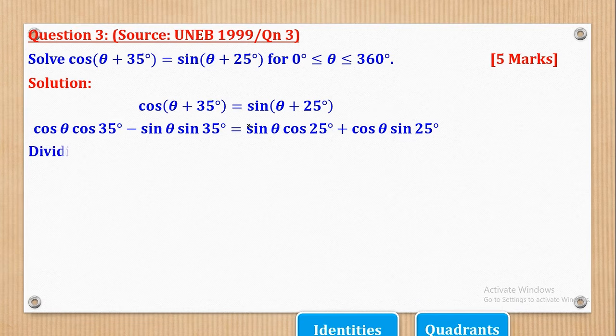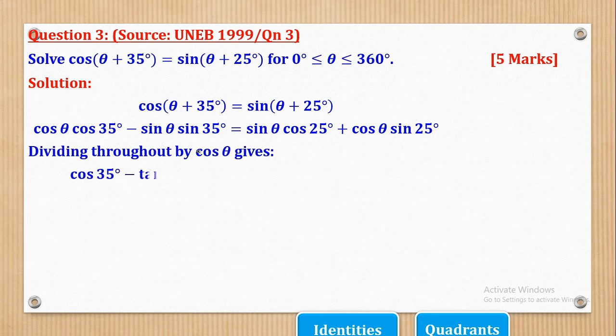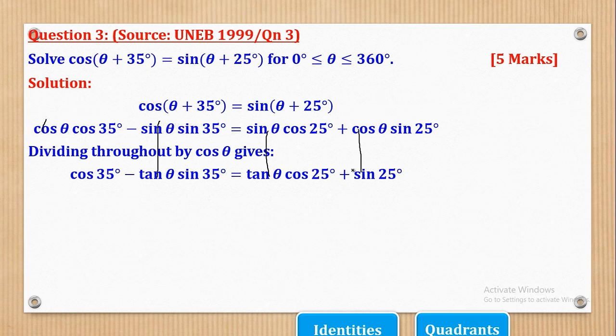After that, we are going to divide through by cos theta. So when I divide through by cos theta, I'll come up with that, because this one cancels. Here, this sine over cos gives me tan, and here sine over cos gives me tan, and here cos over cos gives me 1.